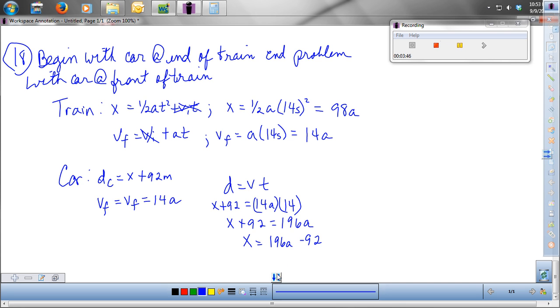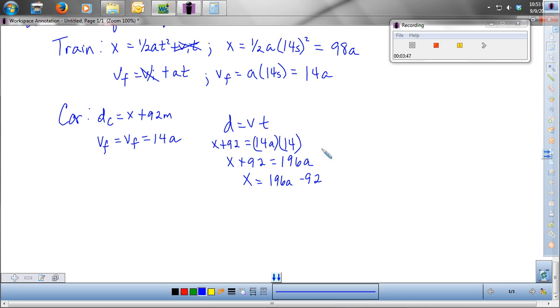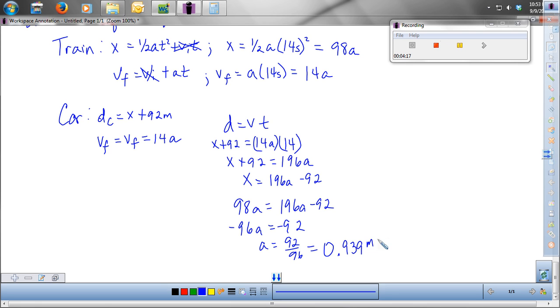So I know that if x is 98A up here, then 98A is equal to 196A minus 92. So when I bring this over to here, I have a negative 96A is equal to a negative 92. So A is going to be 92 over 96, or I got 0.939 meters per second squared. So there's the acceleration of the train.